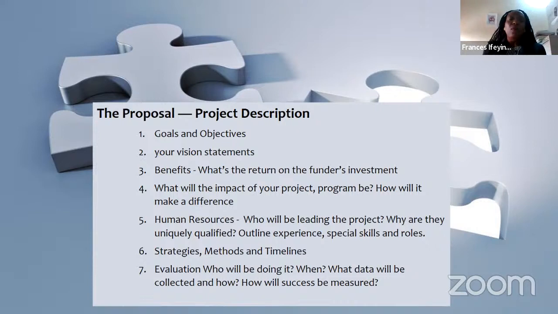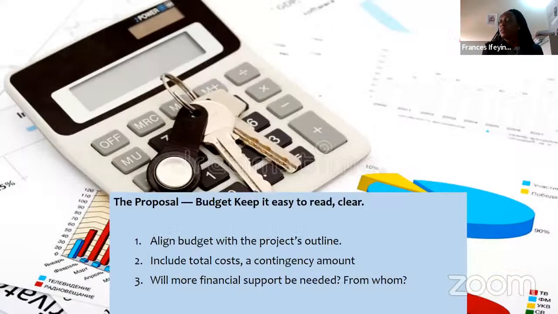Then, number 7, very important. Most of these organizations are very, very interested in what? Evaluation. Who will be doing what? When? What data will be collected and how? And how will success be measured? The last part, importantly, how will success be measured? So at the back of our mind, when we are putting our documents together, these are the things that they look out for. All right?